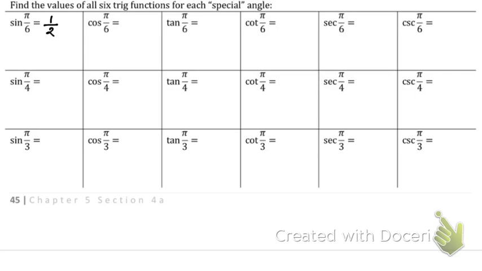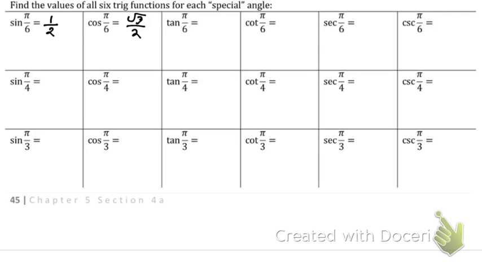Now, does someone want to ride her coattails and tell me what the cosine of pi over 6 is? The square root of 3 over 2. It's always nice when someone finds the first one because they come in pairs, right? If it's 1/2, the other one has to be square root of 3 over 2. If it's square root of 2 over 2, then the other one has to be square root of 2 over 2.